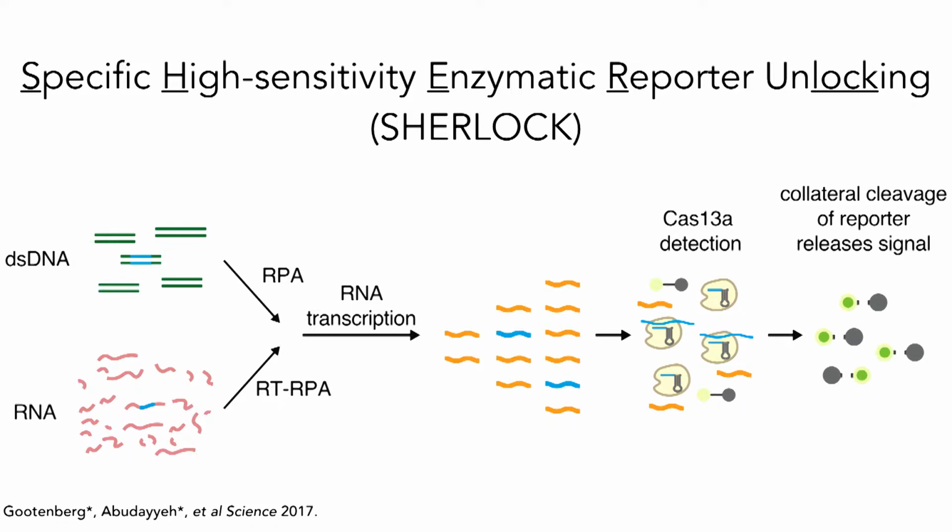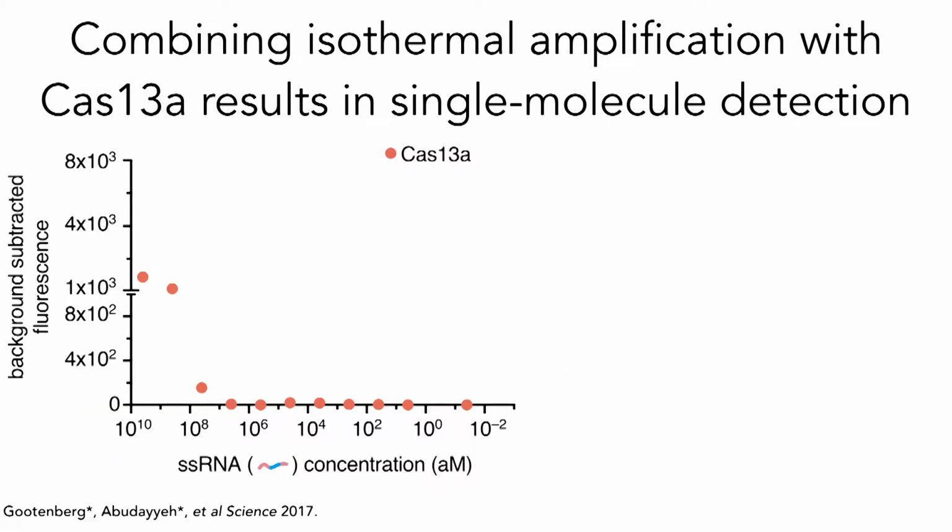So I've said a lot of things about the sensitivity. Well, how sensitive is it? If you just look at Cas13a, you can get down to the femtomolar range. And that's 10 to the negative 15th, or about a quadrillionth. But if you actually add in Sherlock, you can get down to the attomolar range. And that's 10 to the negative 18th.